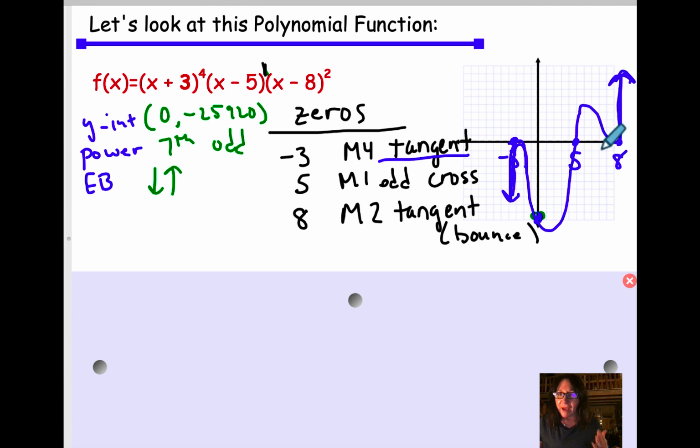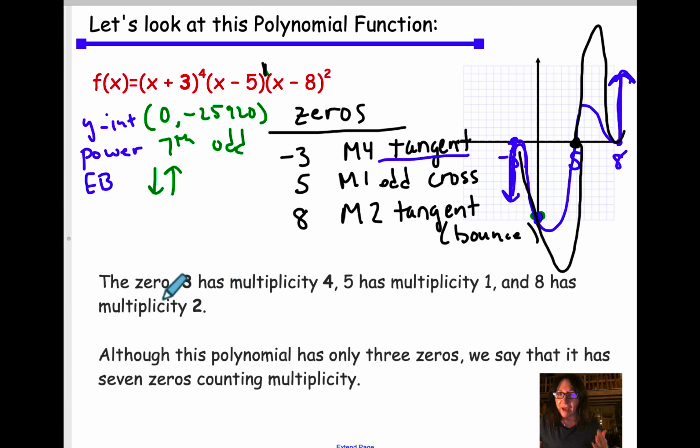And so this is a sketch. Keep in mind, it's a sketch, meaning this could go way, way, way, way up there like that, or this could go way, way, way, way down here like that. Just as long as it crosses those zeros at those values, that's what you have to remember. Just here, 0, -3 has a multiplicity of 4, 5 has a multiplicity of 1, 8 has a multiplicity of 2.